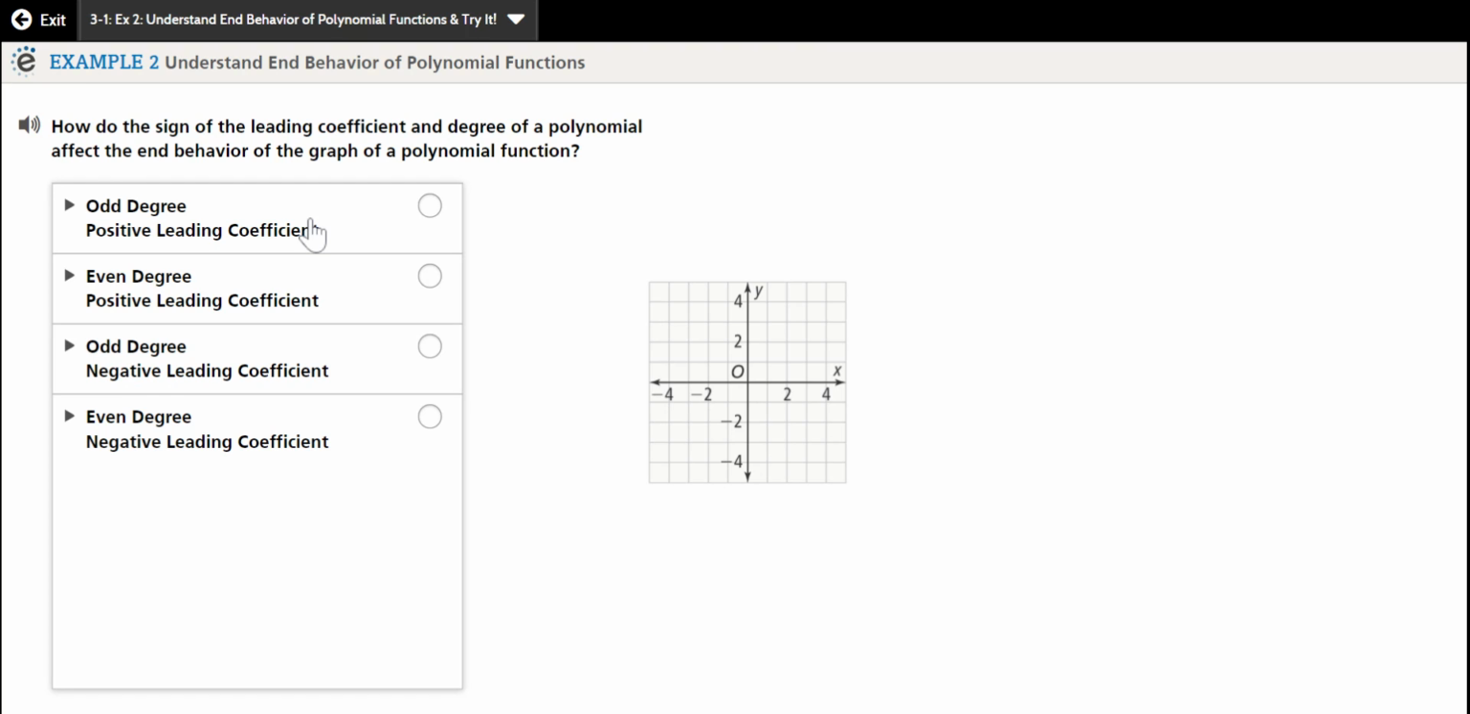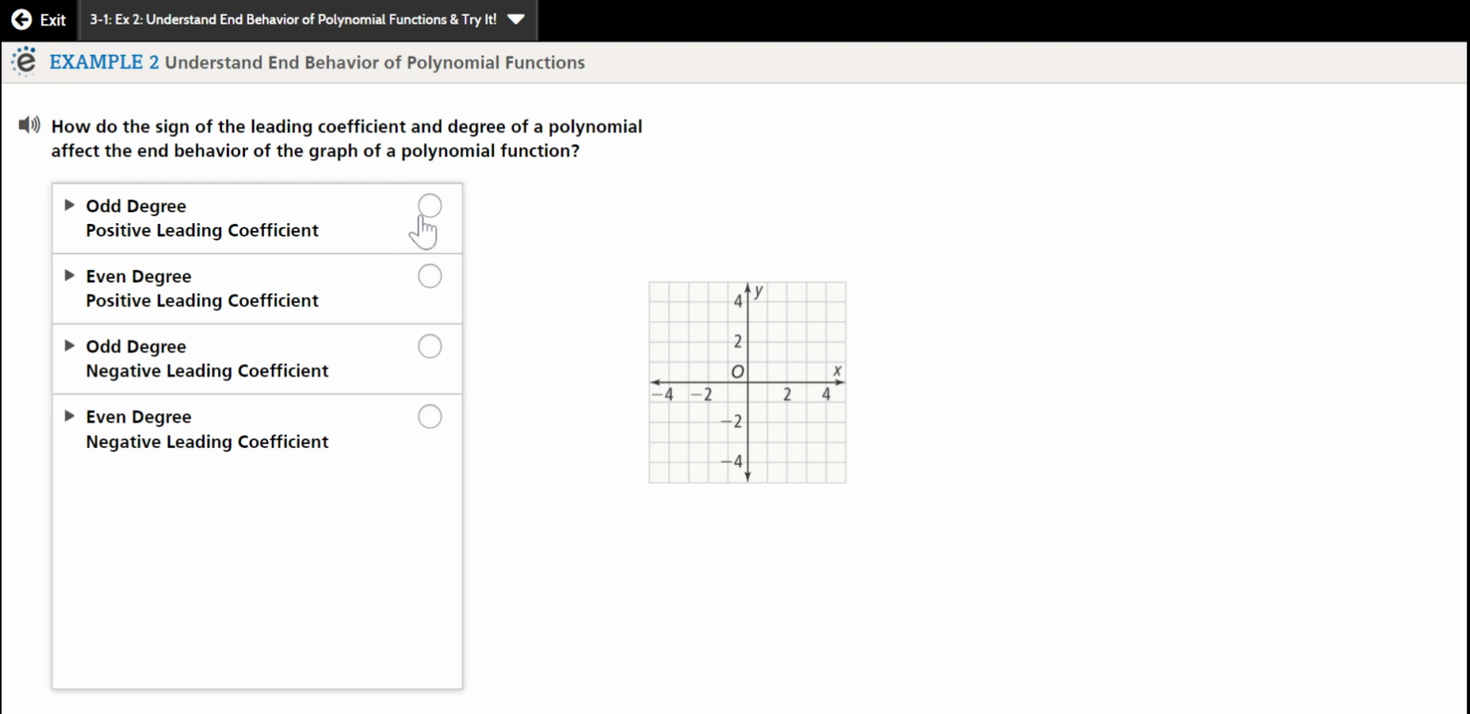We have 4 different cases here that we're going to look at. Odd degree, positive leading coefficient. Even degree, positive leading coefficient. Odd degree, negative leading coefficient. And even degree, negative leading coefficient.